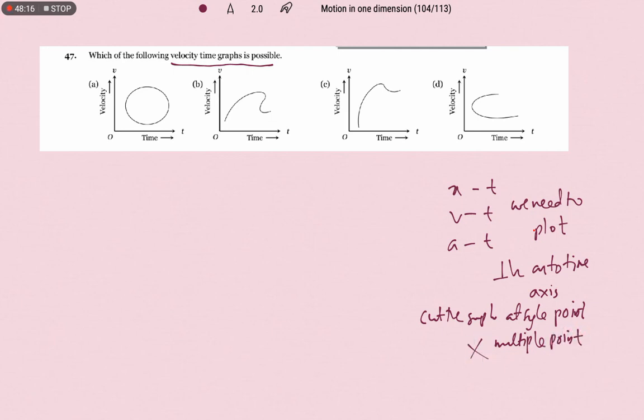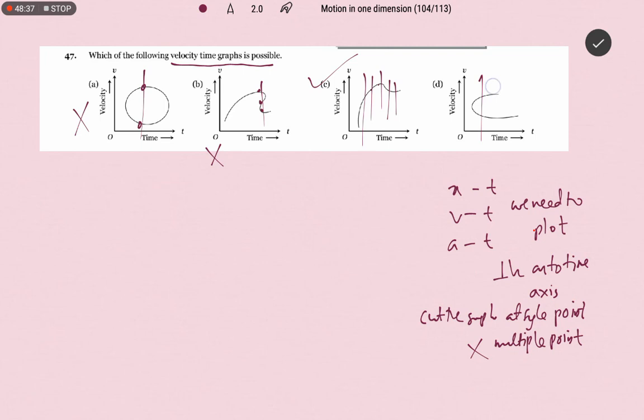So plot the perpendicular onto the time axis. It cuts the graph at 2 points, so it is not possible. Let us plot here. If this cuts it at 3 points, it is also not possible. If you plot here, anywhere you can plot it, the perpendicular cuts only at a single point. So this can be possible.